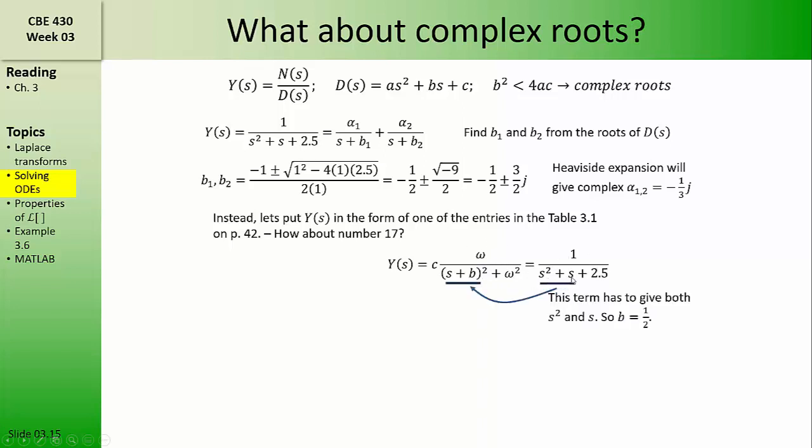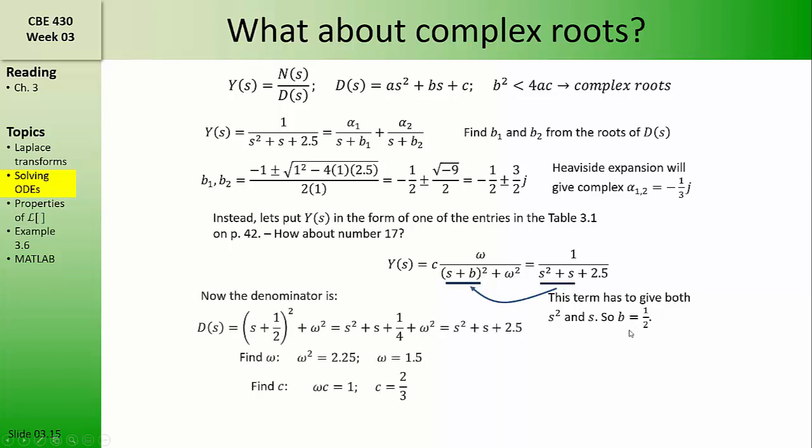The s squared plus s terms in the denominator will have to be obtained from the (s plus b) squared. Since the coefficient of s here is 1, b must be equal to 1/2. Now this denominator (s plus b) squared plus omega squared is (s plus 1/2) squared plus omega squared. If we square the first term, we get s squared plus s, which matches the first two terms on the right-hand side here, plus 1/4 plus omega squared. The 1/4 plus omega squared must be equal to 2.5. So omega squared must be equal to 2.25, which means that omega is 1.5.